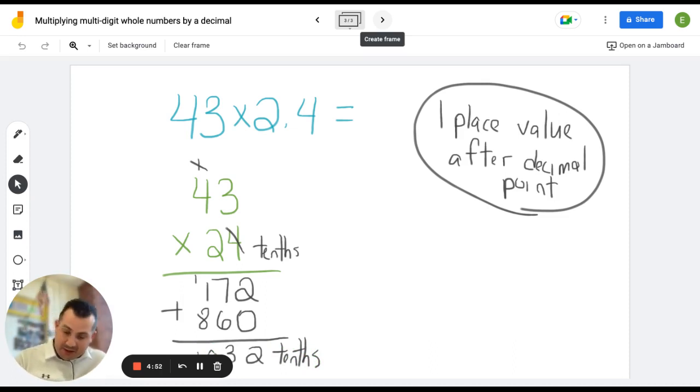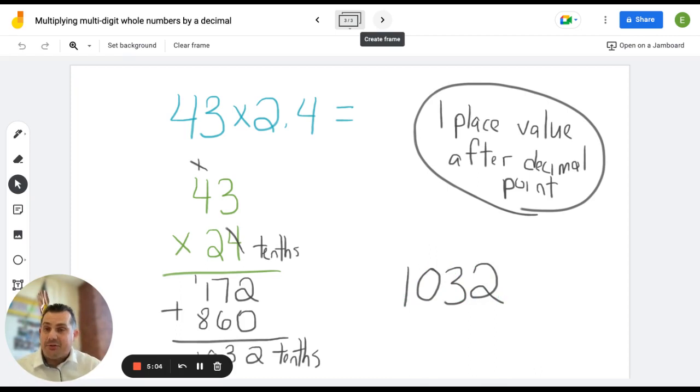Now, let's go back to what we had over here. When I write my final answer, my answer needs to be in the tenths place. I have 1,032 tenths. Just like I only had one place value after the decimal point up here, my final answer has to have one place value after the decimal point, which I have right here.